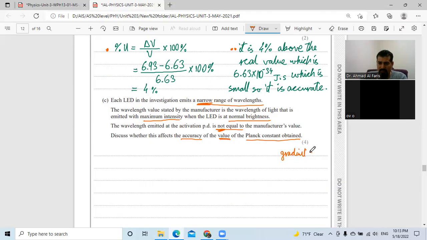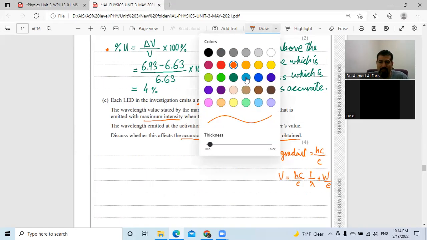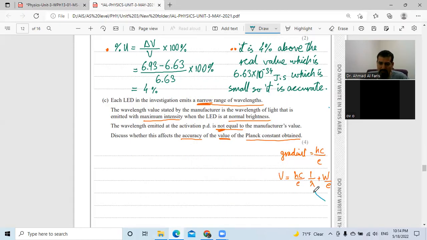And the gradient is equal to what? Planck constant multiplied by C over E. And the formula is V equals hc over E, 1 over lambda, plus W over E. So whenever the gradient is different here, how does the gradient change? Now I actually change this value, the wavelength. So whenever the wavelength is shorter, for example, that means the frequency is higher. That means the energy will be more, because they said at normal brightness they do that.